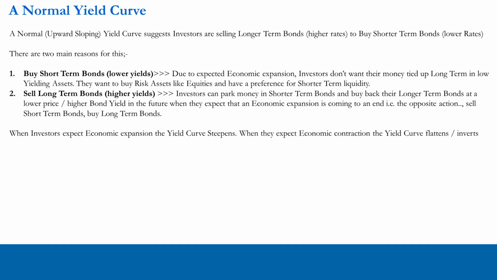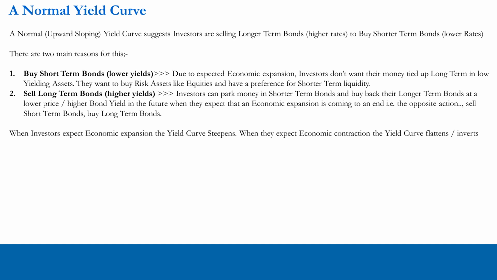They're shifting their money out of long-term bonds and into short-term bonds so they can have shorter-term liquidity and a preference for that to enable them to take advantage of the expansion and to park their money in risk assets like in the stock market. And then later, when they expect the economic expansion to come to an end, they are forecasting that bond prices will be lower and yields will be higher, and then they take the opposite action. They sell short-term bonds and buy long-term bonds and get a higher yield on the long-term bonds.